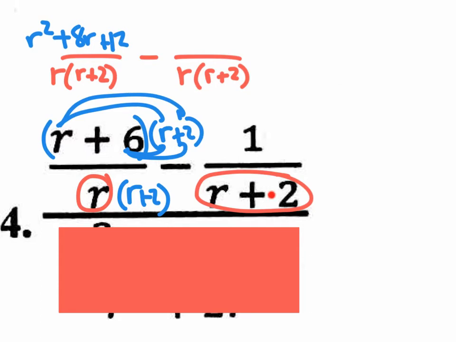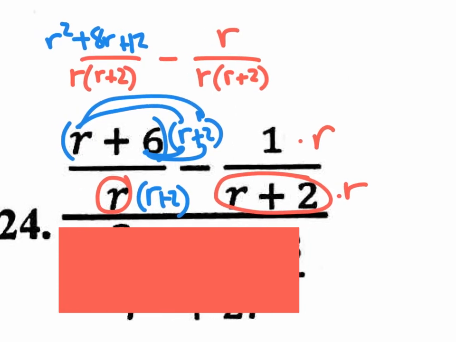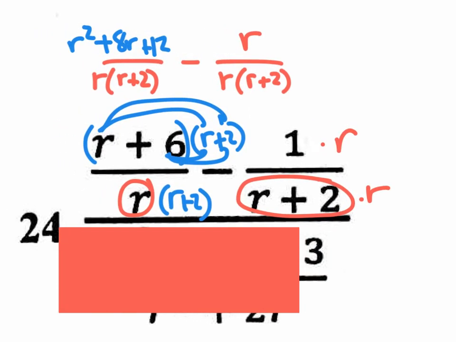Now, if we look at the other denominator, the r plus 2, and I need it to be r plus 2 times r, obviously there's a times r that's missing, so times r up here on top, so you're going to have an r on top. Are you with me? I hope so. Now that we have a common denominator on both, I could combine the top with the top, and my answer will be over that common denominator r times r plus 2.